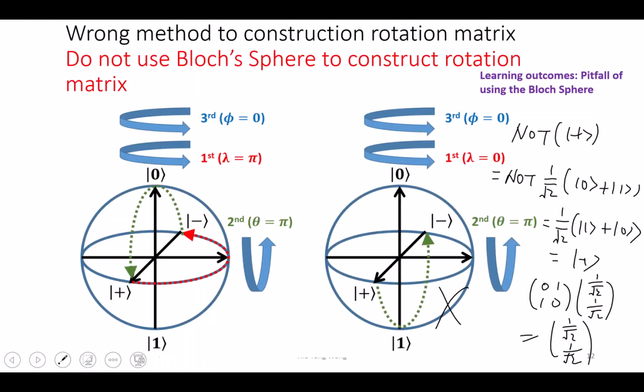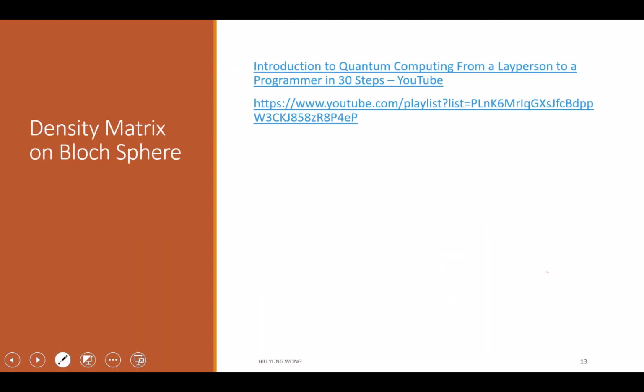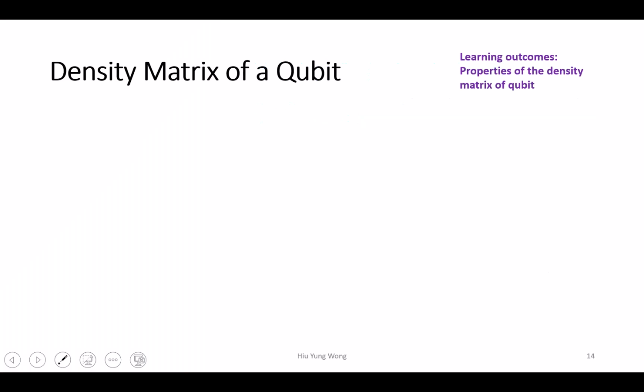So now we review the basics of a vector on the Bloch sphere. Now we will then go into the density matrix, right? How is it related to the Bloch sphere? So before we do that, just think about what is the density matrix of a qubit. Now it is easy because it's a qubit, right?